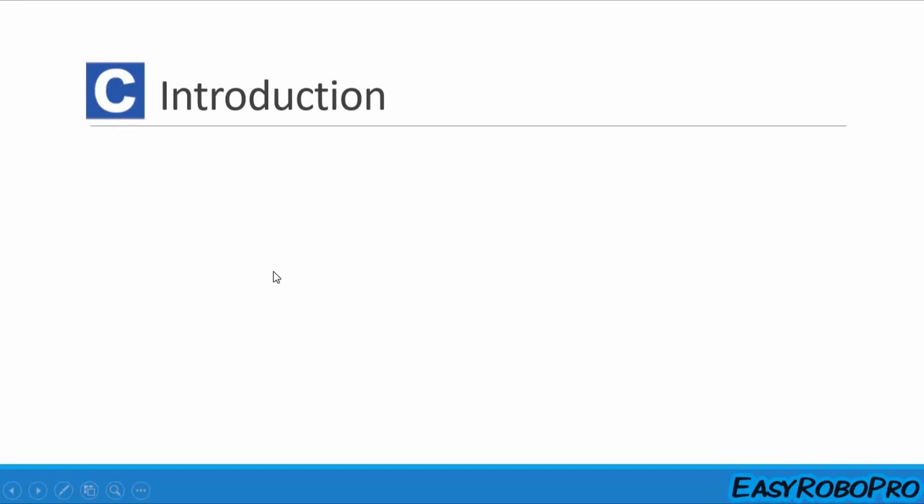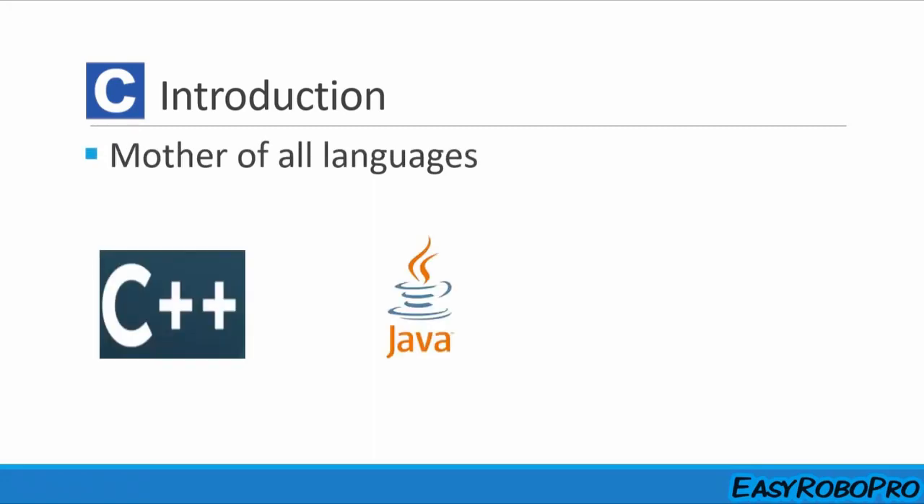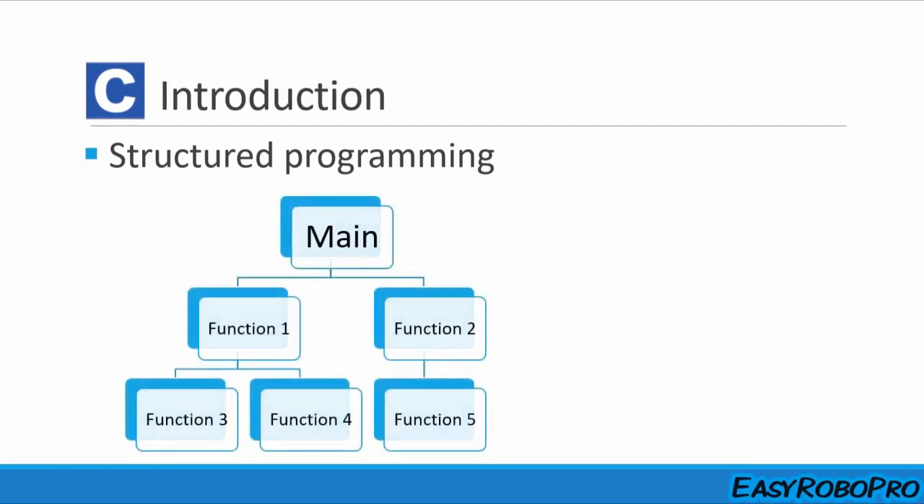C is a general purpose programming language, also known as the mother of all languages. Languages invented after C, like C++, Java, Python, Ruby, JavaScript and many other languages have used the programming concepts of this language. C follows a structural programming approach. This is a style of programming where the code is divided into various modules or functions. It is very simple and easy to understand this kind of approach.